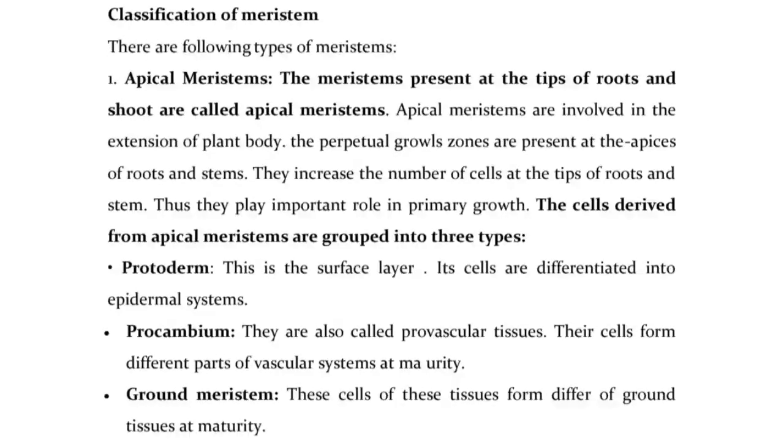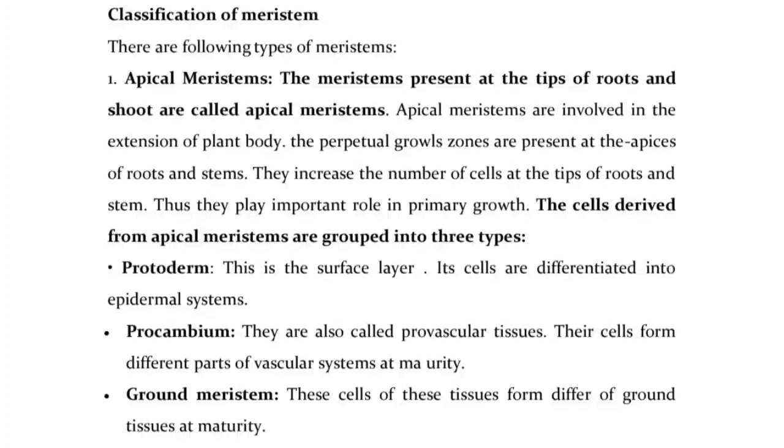Classification of meristem. There are the following types of meristems. 1. Apical meristems. The meristems present at the tips of roots and shoots are called apical meristems. Apical meristems are involved in the extension of the plant body. The perpetual growth zones are present at the apices of roots and stems. They increase the number of cells at the tips of roots and stem. Thus they play an important role in primary growth.